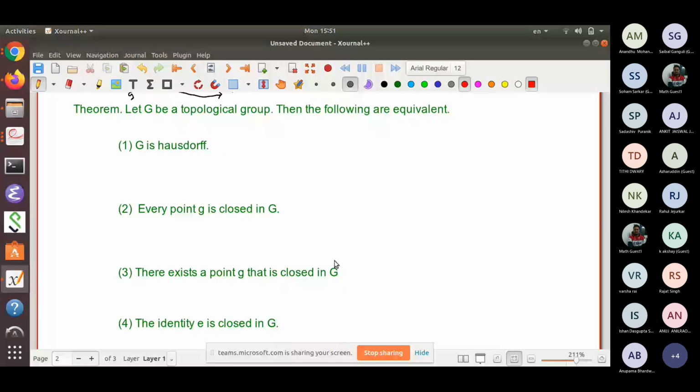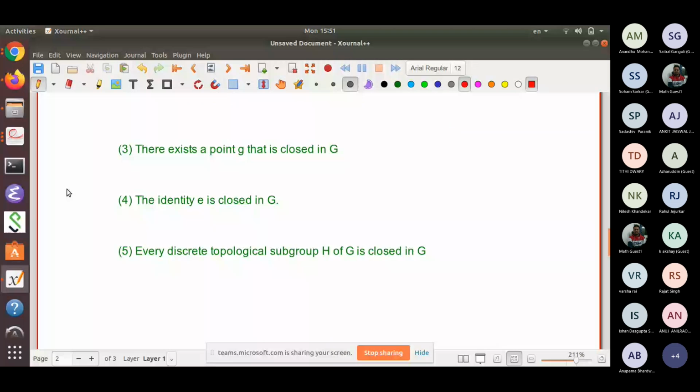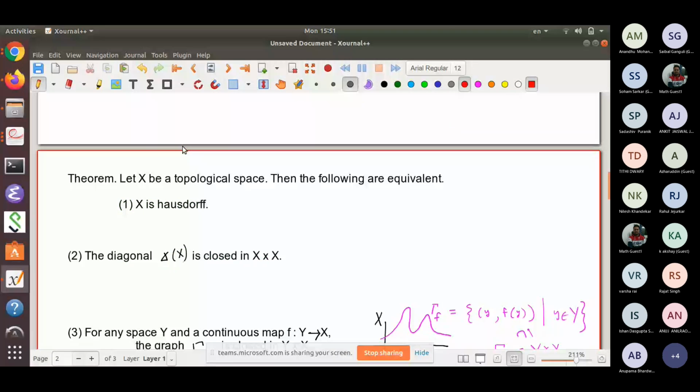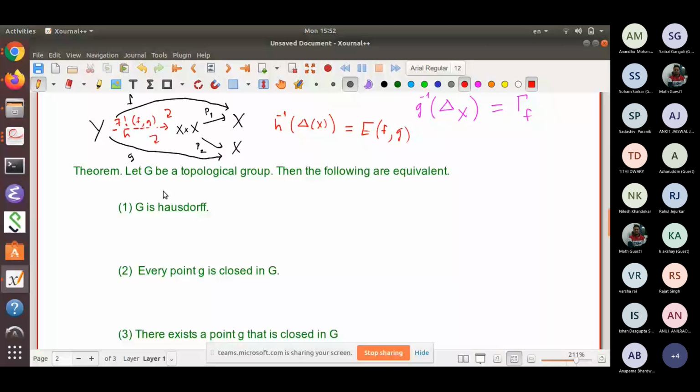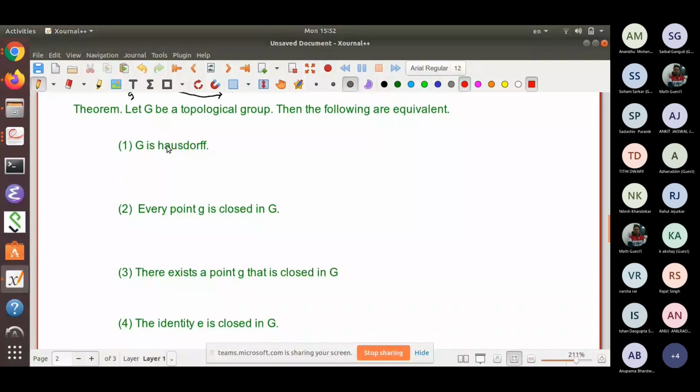Then I am saying Hausdorffness is equivalent to the following 4 extra statements. All these statements, of course, are equivalent to Hausdorffness because we are only talking of Hausdorffness of the topological space of a topological group. But if it's a topological group, using the group structure, the Hausdorffness is equivalent to all these things. So we showed G is Hausdorff. Okay, if G is Hausdorff, then obviously every point is closed. So let's look at the proof.